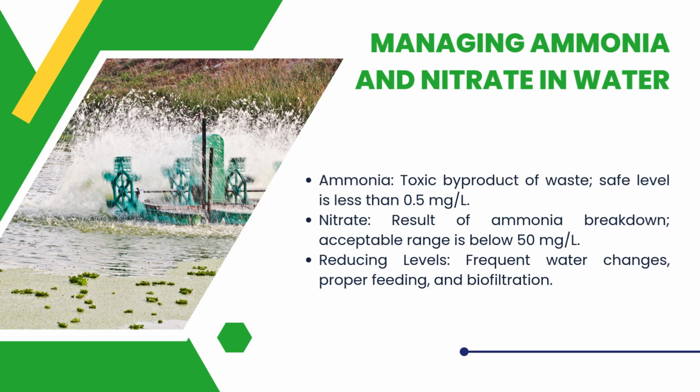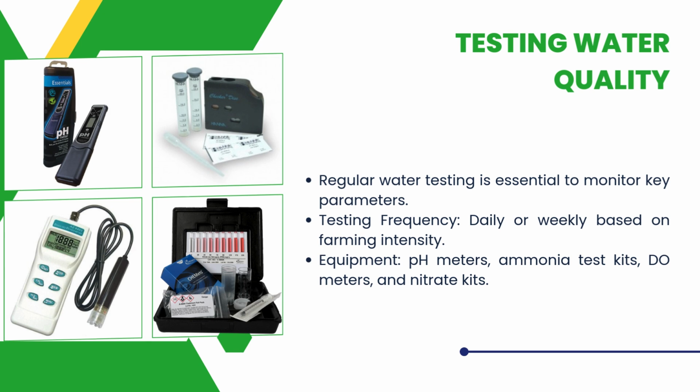The next parameters are ammonia and nitrate. Ammonia is a byproduct of waste and the safe level is 0.5. For nitrate, anything below 50 mg is fine. To reduce these levels, do frequent water changes, use proper feeding, and always use biofiltration. Biofiltration helps to remove waste within the water of your catfish farm with ease.